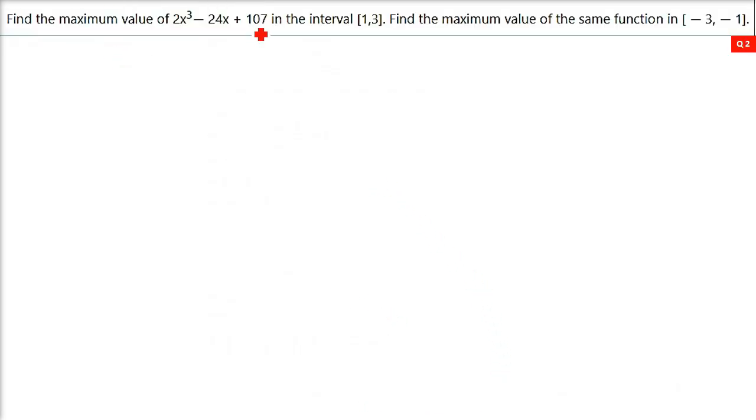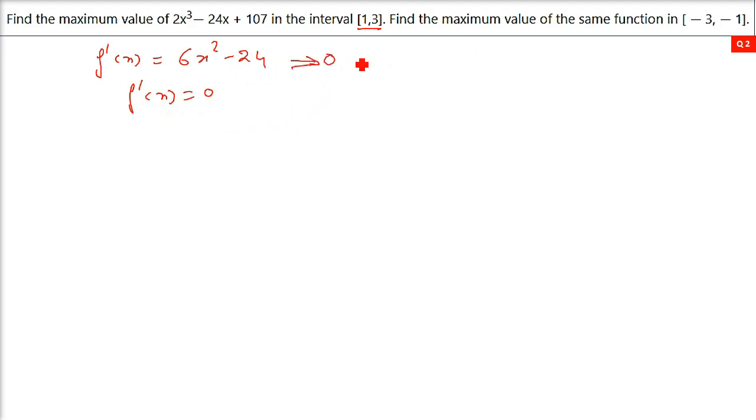Find the maximum value of this expression in the interval [1, 3]. Find the maximum value of the same function in the interval [negative 3, negative 1]. So these are different intervals, and before going ahead with the 2 different things which are being provided, we will do f dash x. f dash x equals 0. But f dash x is what? Differentiation. So it is 6x squared minus 24. So f dash x equals 0. You are going to place this as 0.